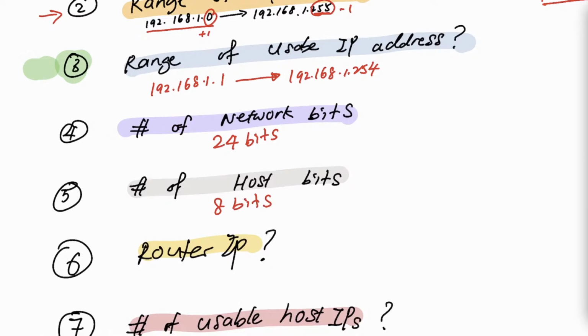How do I get this? I see the mask, I cut it, and then I see how many bits I have in the network portion and how many in the host portion. Alright?